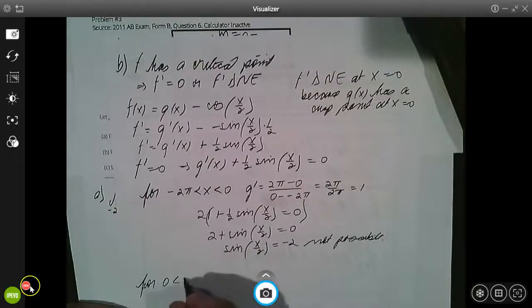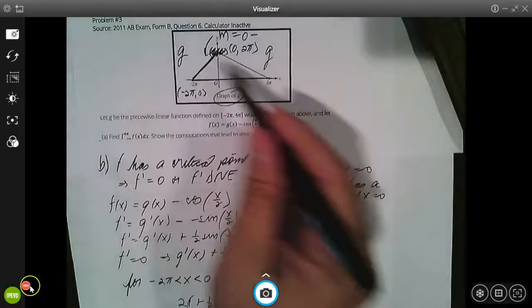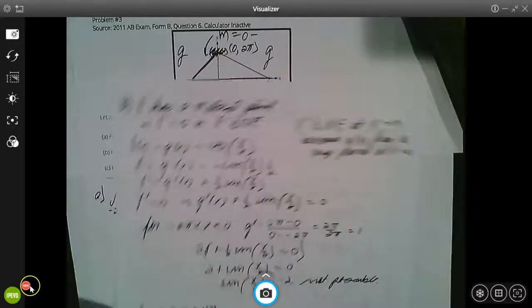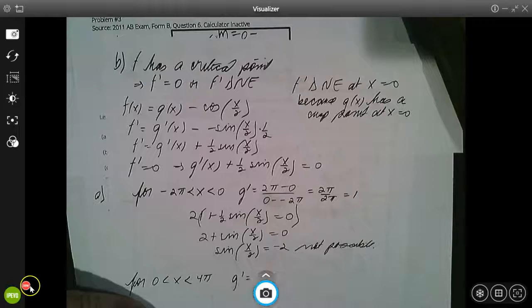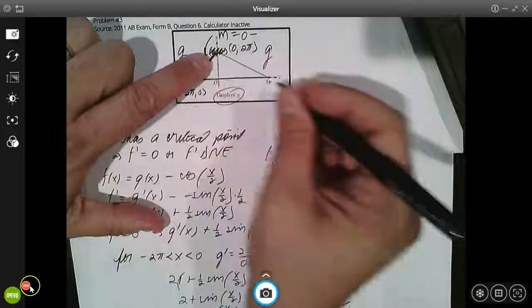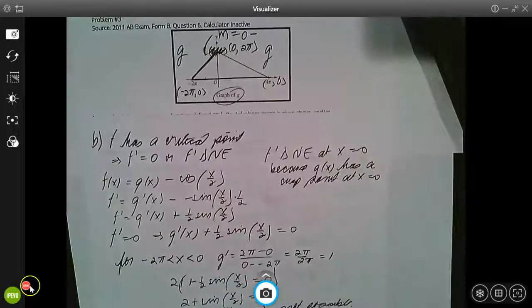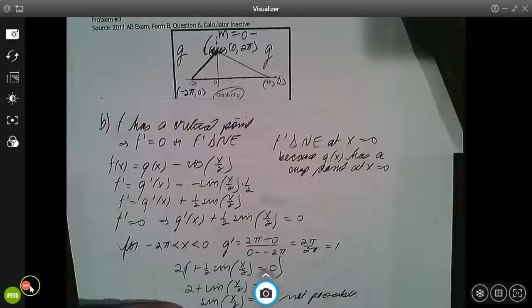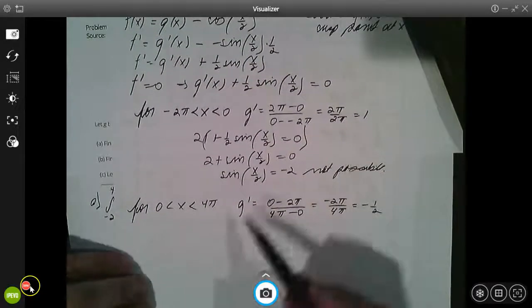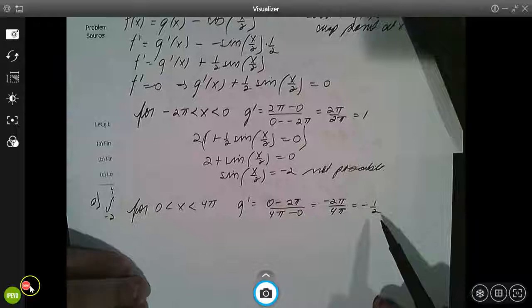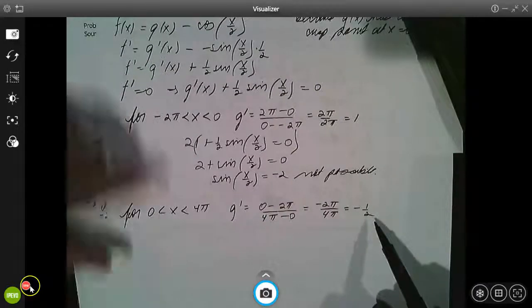If I look on the interval from 0 to 4 pi, what we get is that g prime, now you find the slope for that line segment, you're going from 0 comma 2 pi to 4 pi comma 0. That slope is 0 minus 2 pi over 4 pi minus 0. You get negative 2 pi over 4 pi. That's my slope, negative 1/2. Why did we find that slope?